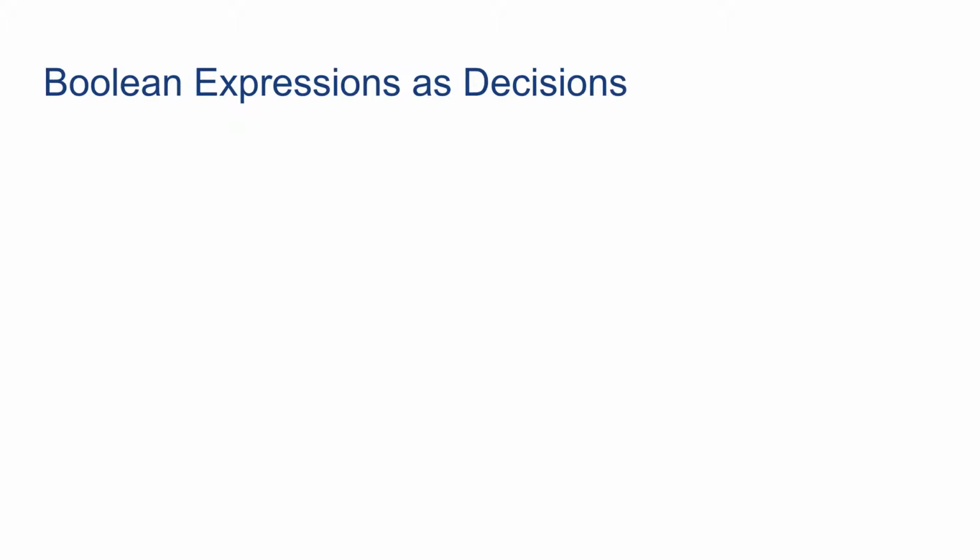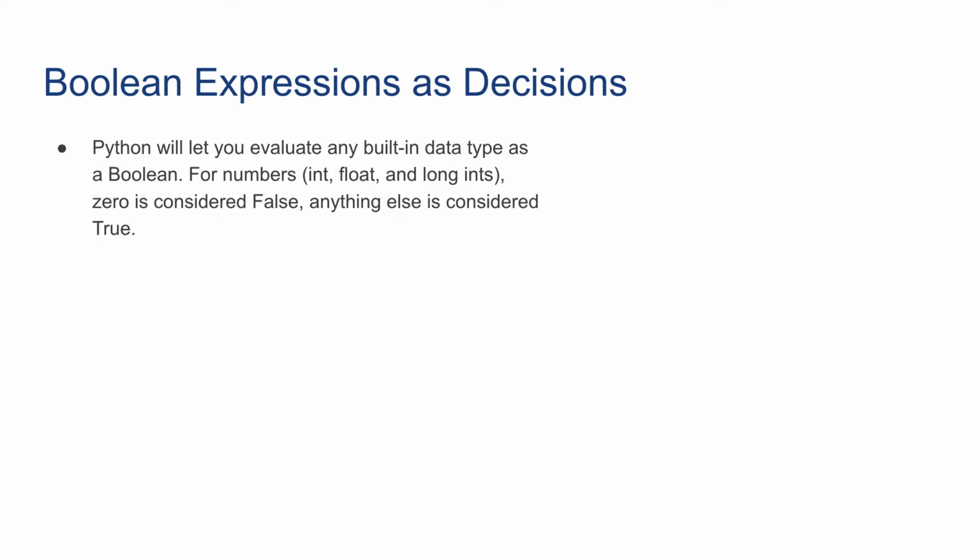Let's continue our discussion from last week about Boolean expressions, and we're going to learn a few things that are more in depth. So first, remember that Python will let you evaluate any built-in data type as Boolean. For numbers, that includes integer, float, and long ints. 0 is considered false, and any other value is considered true, and that includes negative values as well.